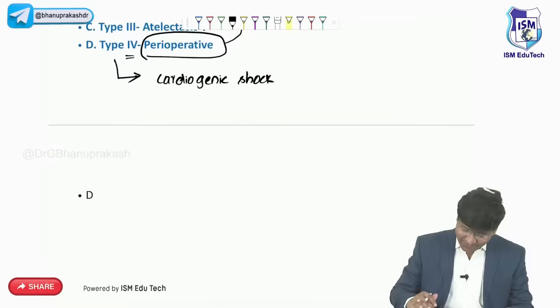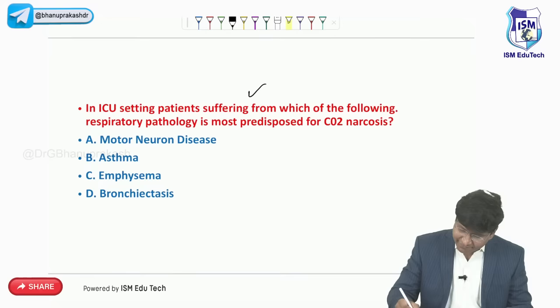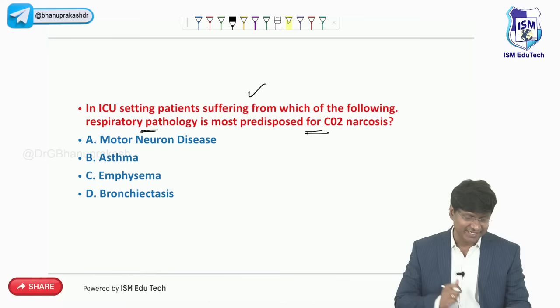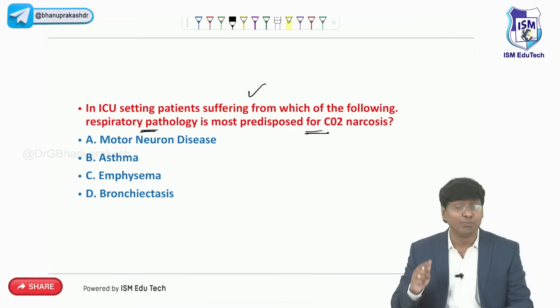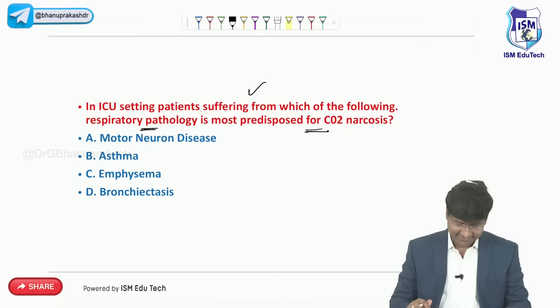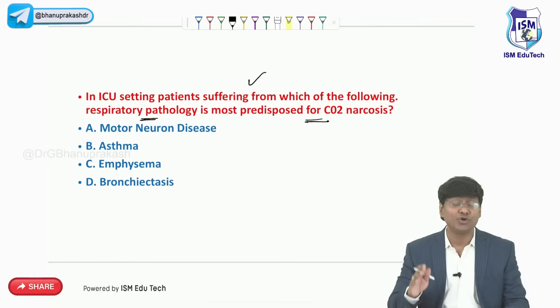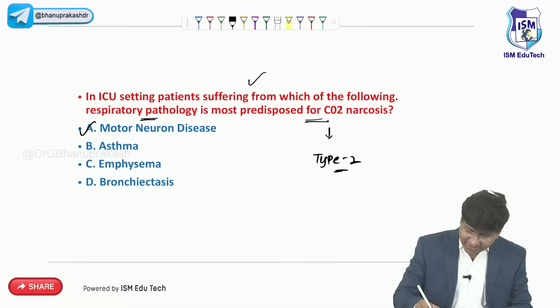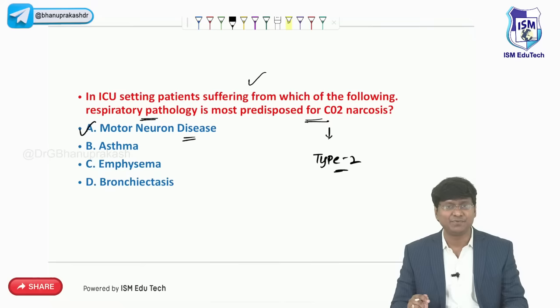Okay, next. Now, you see the next important clinical scenario. In ICU setting patients, a patient suffering from which of the following respiratory pathologies is most predisposed to carbon dioxide narcosis? Motor neuron disease, asthma, emphysema, bronchiectasis. The patient who is more predisposed to carbon dioxide narcosis will be type 2 respiratory failure. Among the options given, which one will cause type 2 respiratory failure? That will be motor neuron disease. So that is about respiratory failure.